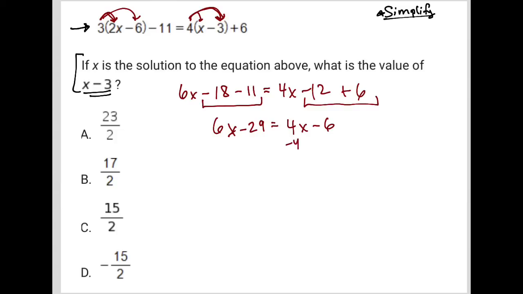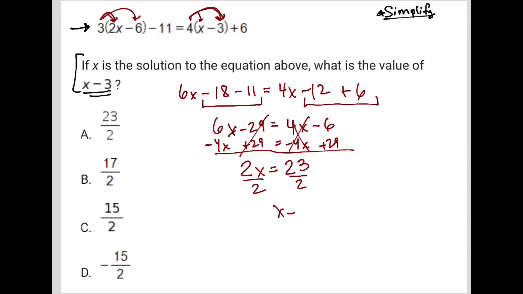And now I'm going to subtract 4x from both sides and add 29 to both sides to continue combining like terms. And that means the 29's cross out on the left, the 4x's cross out on the right. 6x minus 4x is 2x, and negative 6 plus 29 is a positive 23. I can then divide by 2, and there's my fraction that I expected for x, which is 23 over 2.